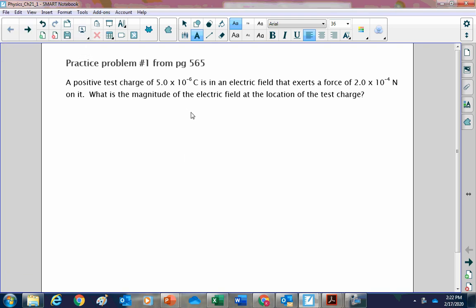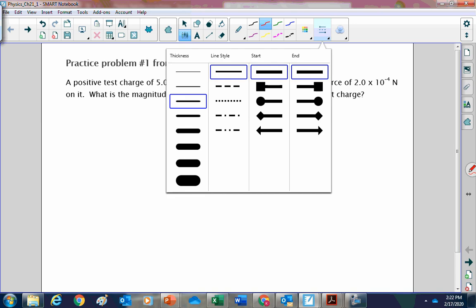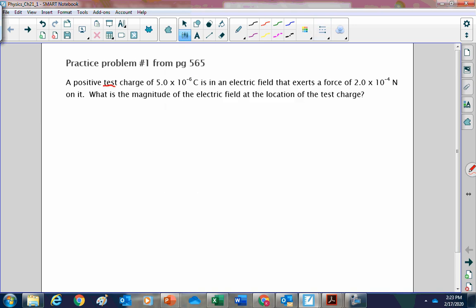Here's a problem where we solve for the strength of an electric field based on how much force it puts on a test charge. So in this kind of problem, they tell you the size of the test charge. So here we go, we have the amount of the test charge. Okay, now this was nice. They actually told you it was a test charge.